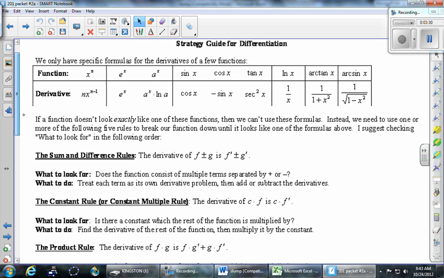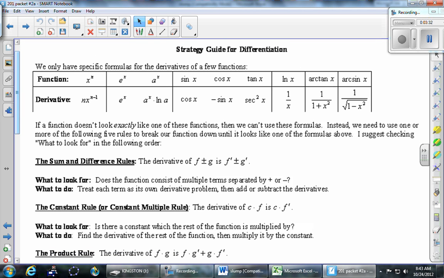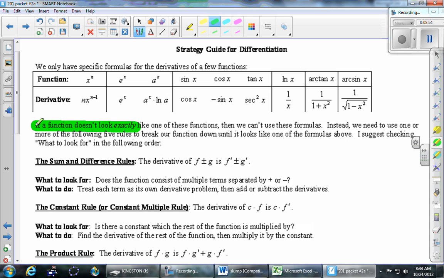Okay, and so just very briefly, here in the table is a list of all of, or most of, the derivative formulas that we have seen. You have your power rules, first one, e to the x, a to the x, sine, cosine, tangent, ln, and arctan and arcsine. Those last 3 we covered last class. And then there's this really important thing that says, if a function doesn't look exactly like one of the things in the table, then you need another technique.